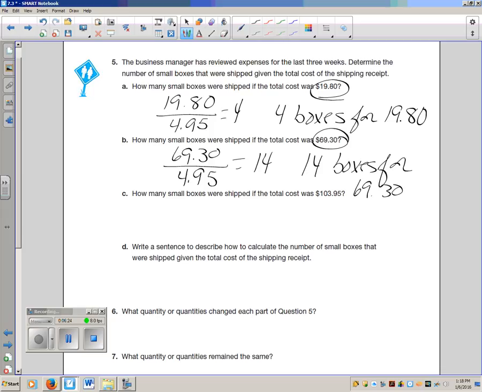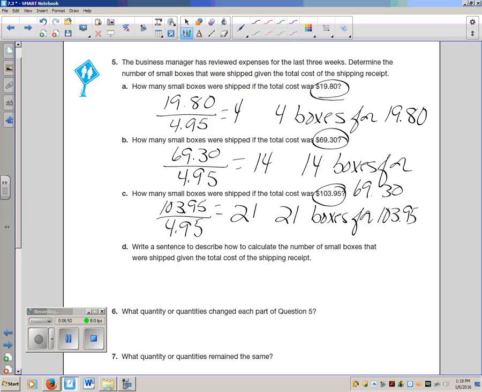Now you know the total cost this time is $103.95. We're still dividing by the cost of one box. 103.95 divided by 4.95 equals 21. 21 boxes for a total cost of $103.95.